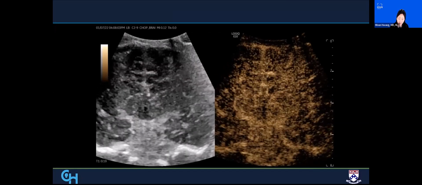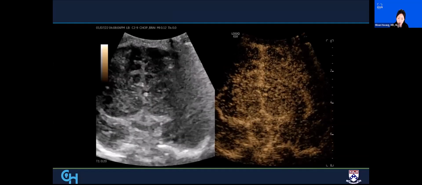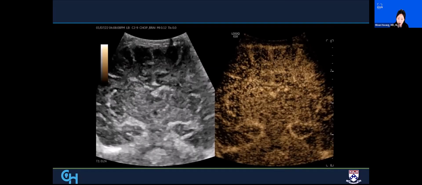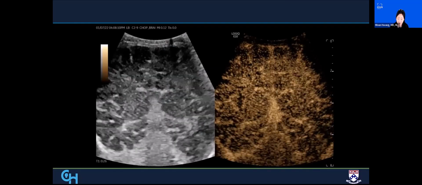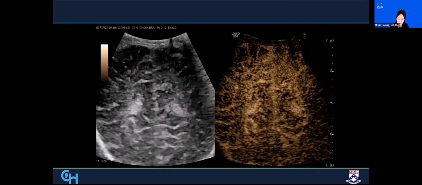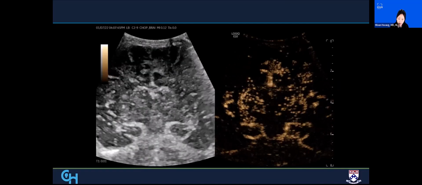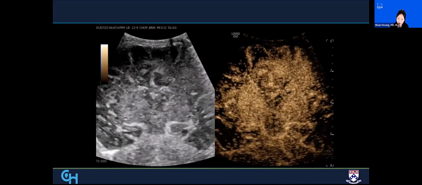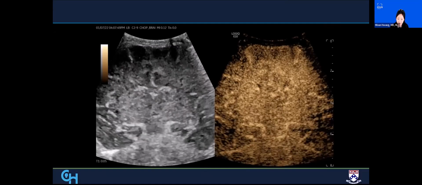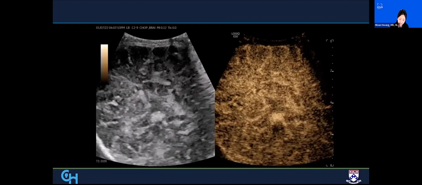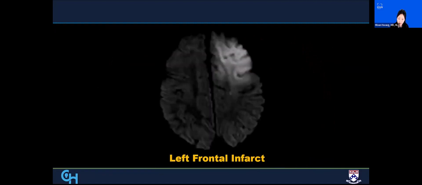And this is related to reperfusion process post ischemia. So very, very obvious on contrast ultrasound, and a useful troubleshooting tool where if grayscale ultrasound is equivocal, microvascular imaging suggests that there is a focal abnormality, you confirm with this, and this can really expedite care. So this is a left frontal infarct.